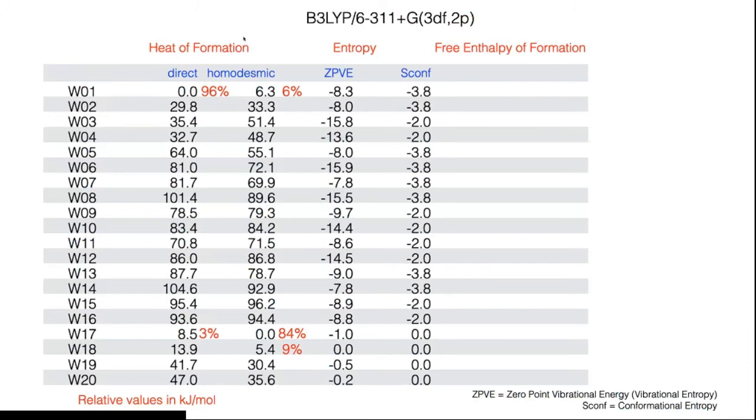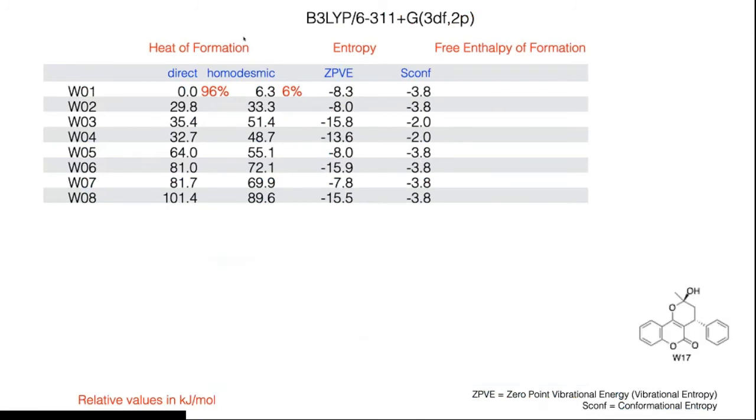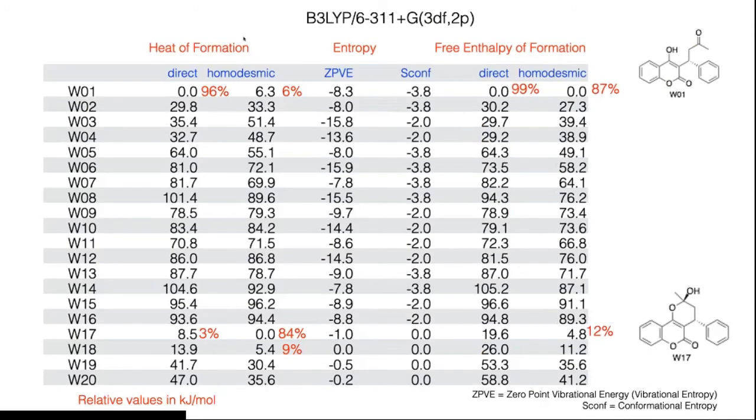When we look at the entropy contribution from the vibrational and the conformational entropy, and do the correction, we look at not only the heat of formation, but the free enthalpy of formation. The numbers are all over, but we at least get a similar trend where in the gas phase, the open chain tautomer is the most stable or the most likely. And the next most likely, at least for the homodesmic reaction, is the cyclic tautomer, which is 17. Then we say, all right, this is fine.